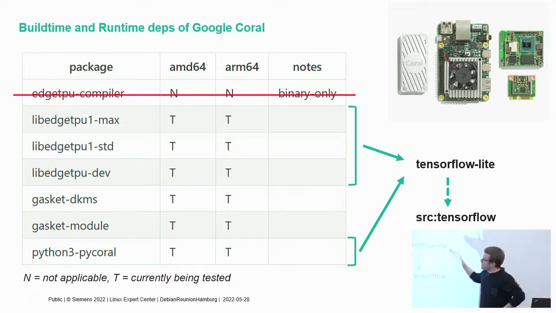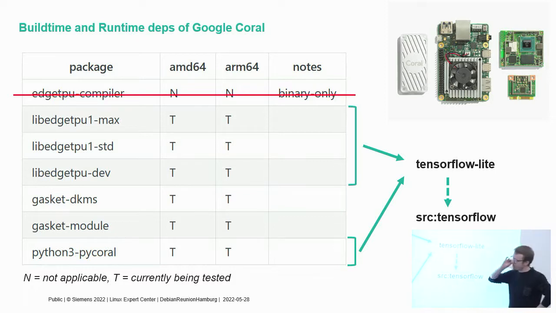Okay, and here we have the first dependency to TensorFlow, because these libraries depend on TensorFlow Lite. By the way, the current existing Debian packaging of TensorFlow doesn't contain TensorFlow Lite. And TensorFlow Lite comes from the source package TensorFlow, so that's where the fun starts.